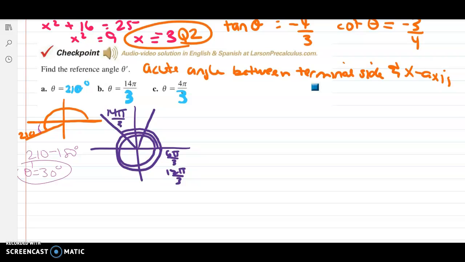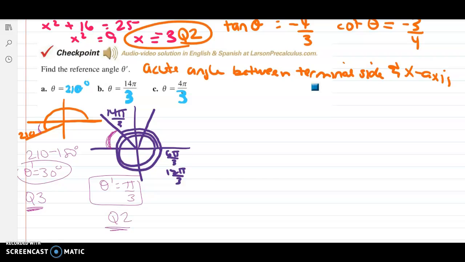How much to get up to pi? So we're at 1 pi, 2 pi over 3. So this here, theta prime, would be pi over 3. This would be the reference angle right here. And if you just want to make note here, this was in quadrant 3 and this was in quadrant 2. These will come into play when you are having to determine when sine, cosine, or tangent are positive or negative.